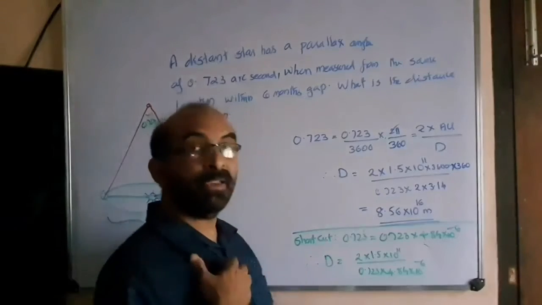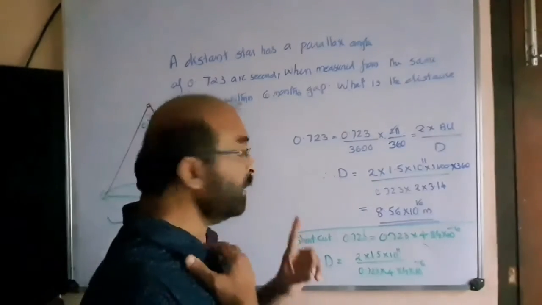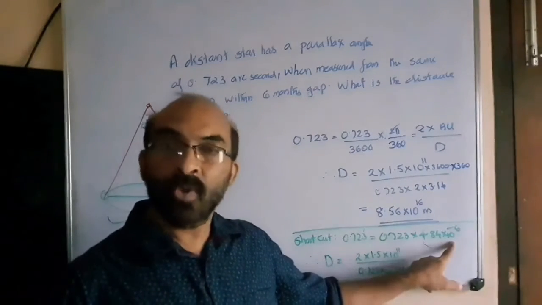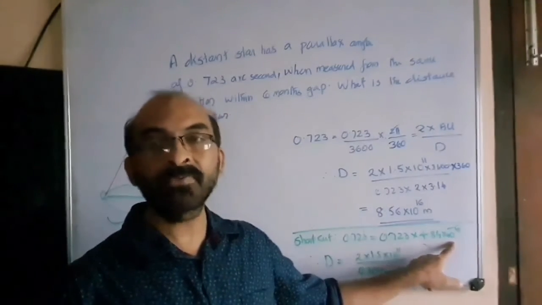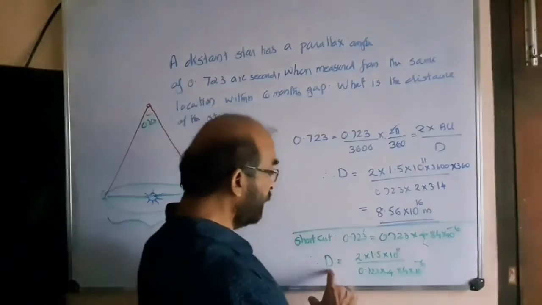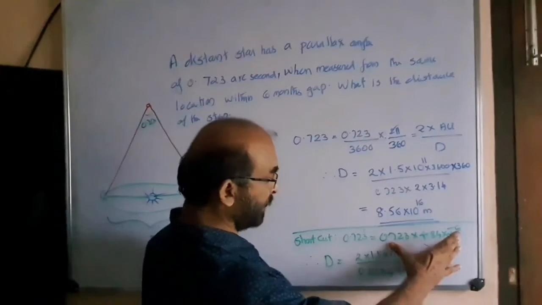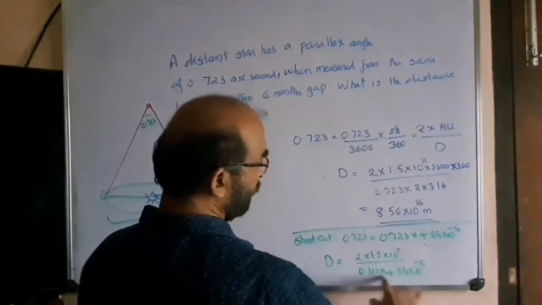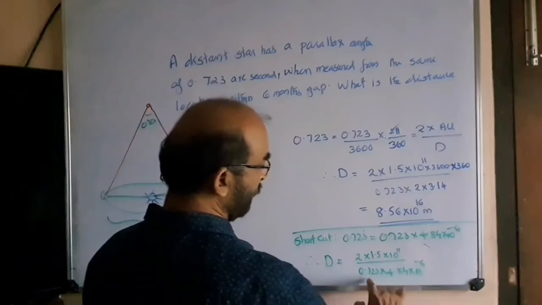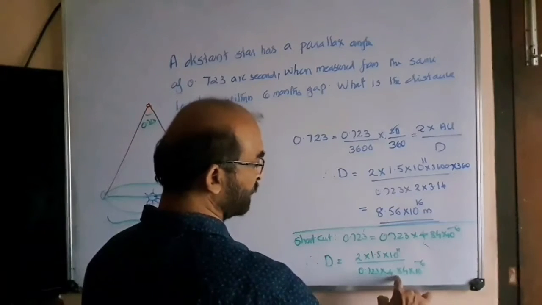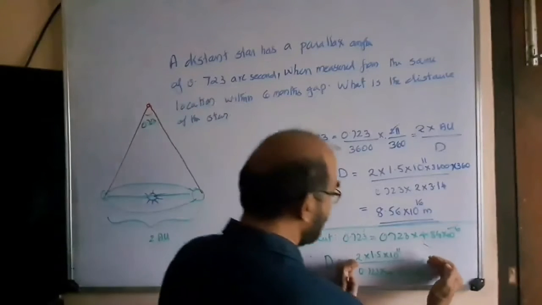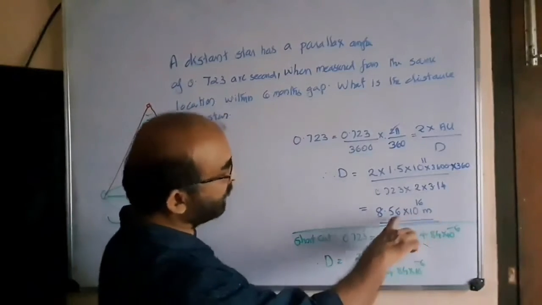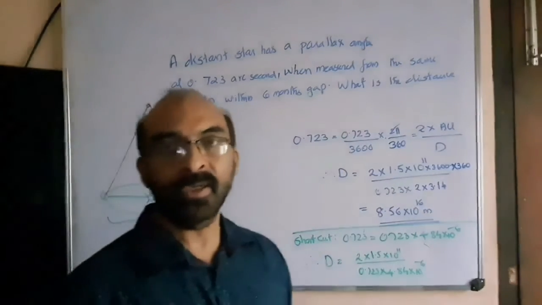But if you remember the other thing by heart, we have studied that 1 arc second is equal to 4.84 into 10 to the power of minus 6 radian. If you have that value by heart, much calculation will be reduced. So D is equal to, now you can use this term directly. D is equal to 2 AU by the arc second converted to radian. So 0.723 into the conversion factor 4.84 into 10 to the power of minus 6. This is the radian angle. Then you easily get the same answer, 8.56 into 10 to the power of 16 meter.